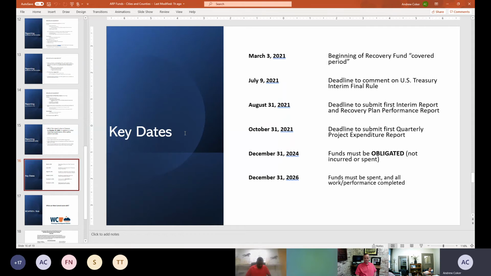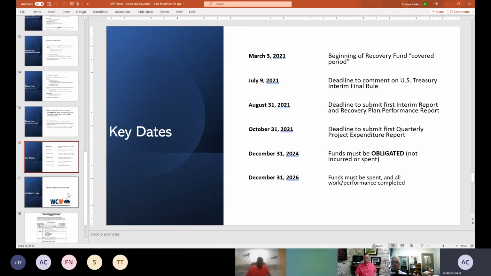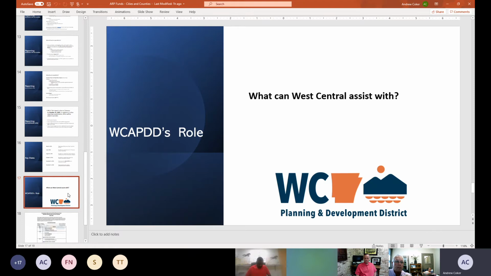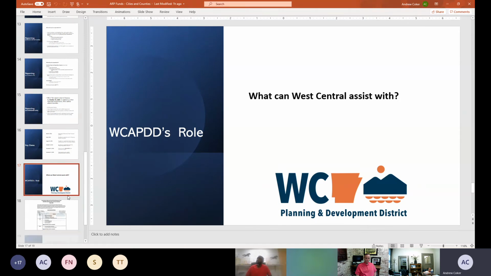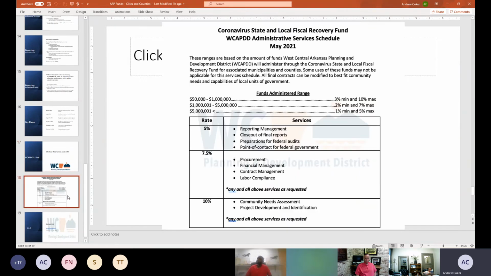So again, just take a screenshot, go ahead and put all these dates into your calendars. These are going to be just the main dates that we need to keep track of moving forward. So after hearing about all of this information and reporting requirements, our main next question is, how can West Central help with all of this? This next slide is going to show an administrative services rubric that can be used as the starting point for all of us to contract with West Central.